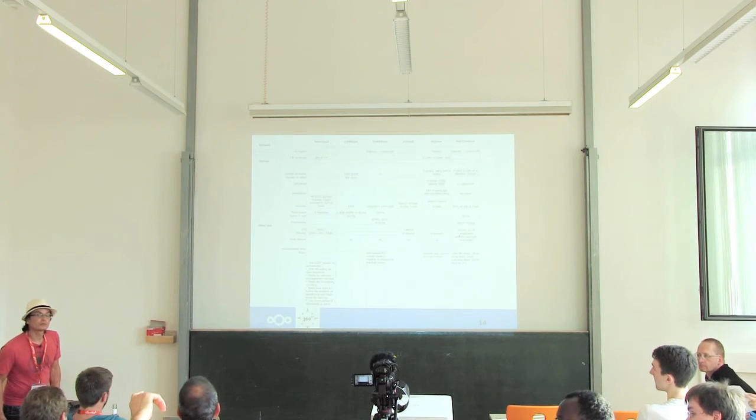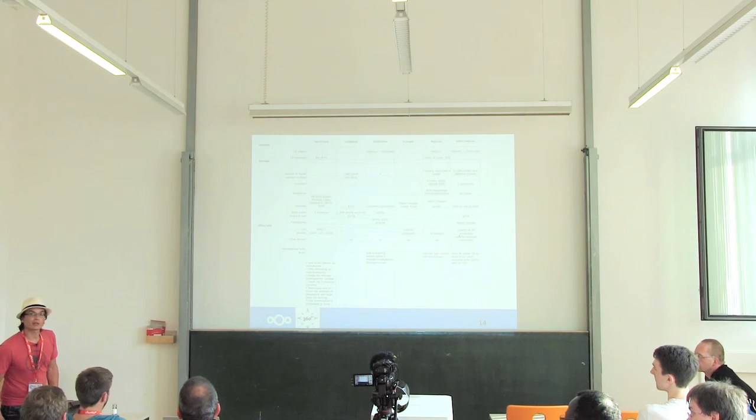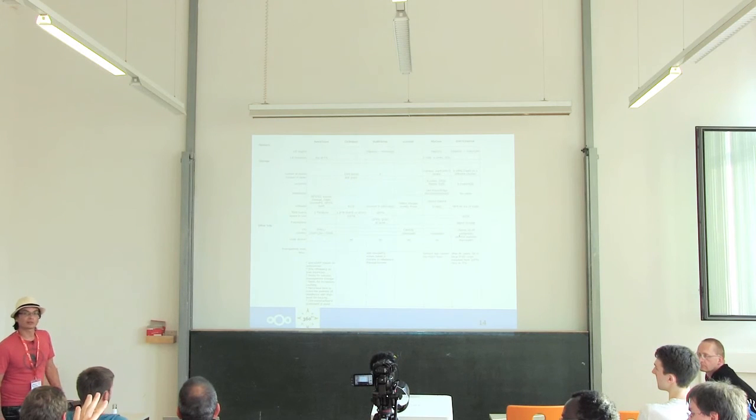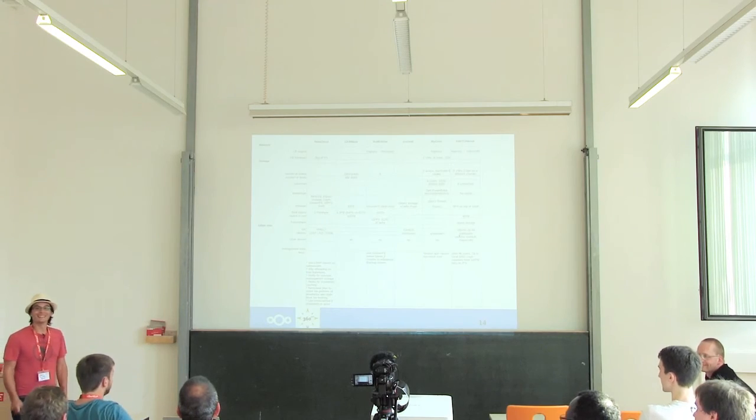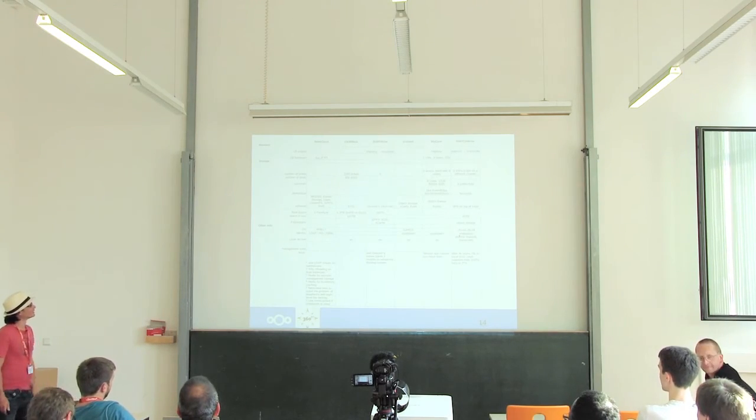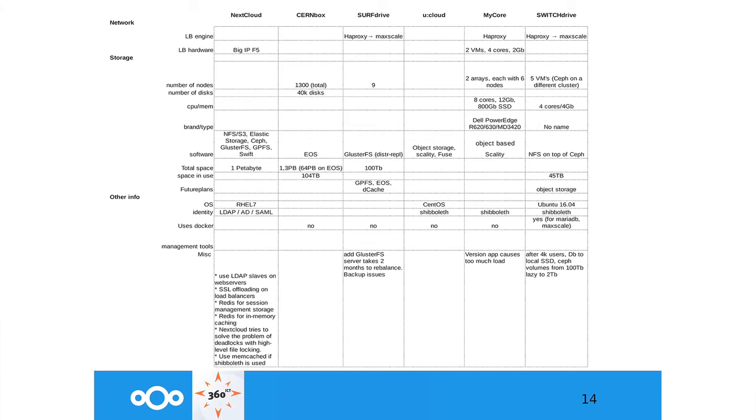Sorry? Somebody has ZFS problems. ZFS? GlusterFS. They had problems with GlusterFS. Ah, okay. Yeah, that's SurfDrive. But on the other hand, they're still running on GlusterFS itself. So yeah, they might not be really satisfied with the solution, but it works. So they're looking into GPFS, EOS, and dCache as different storage solutions.